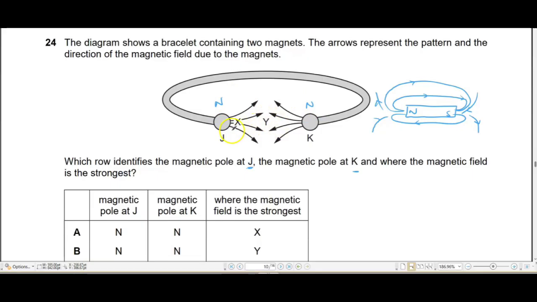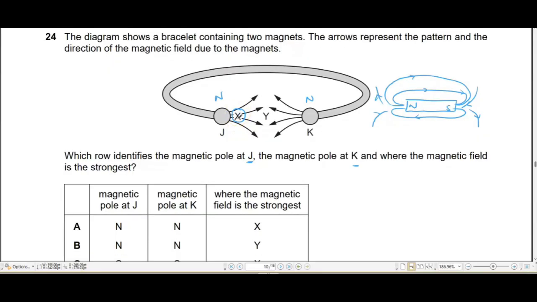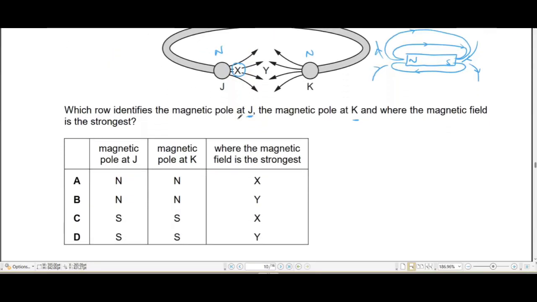The magnetic field lines would be strongest at a spot which is closest to the magnet. So X is the spot which is closest to the magnet. So over here the magnetic field lines are going to be strongest. So magnetic pole at J and K are north and north, and the magnetic field is strongest at X. So A is going to be our correct answer.